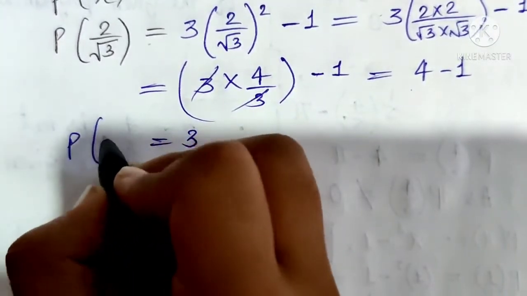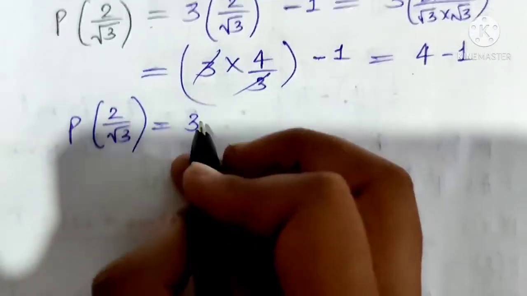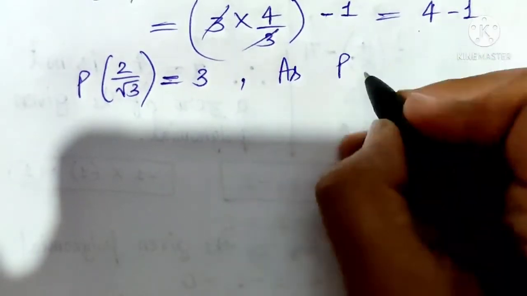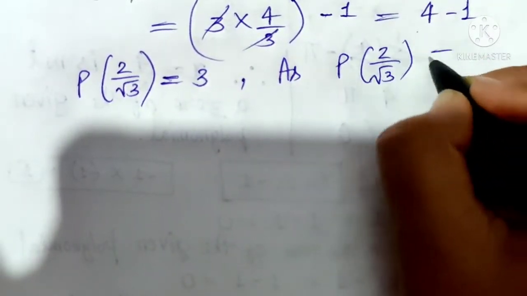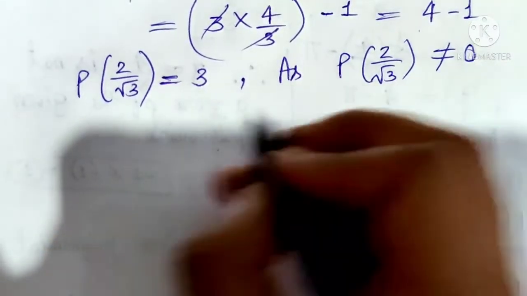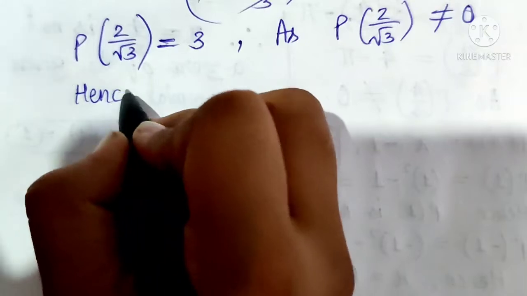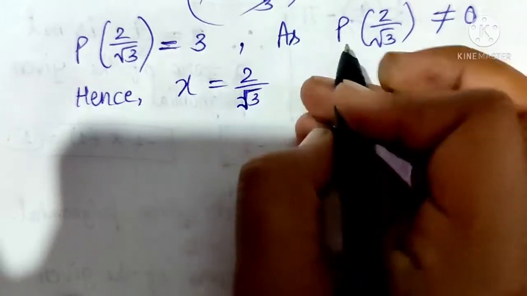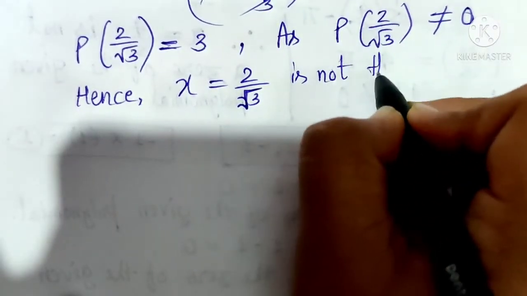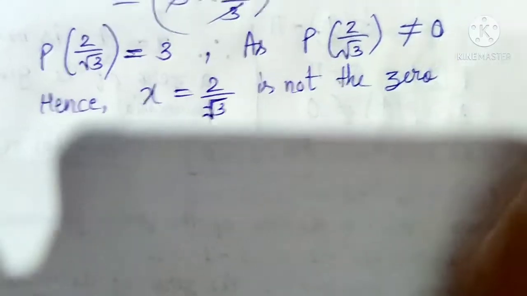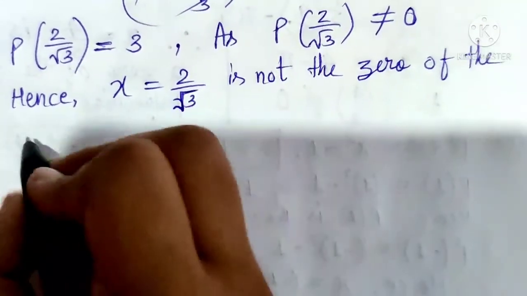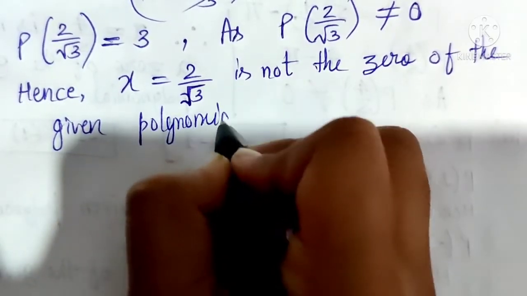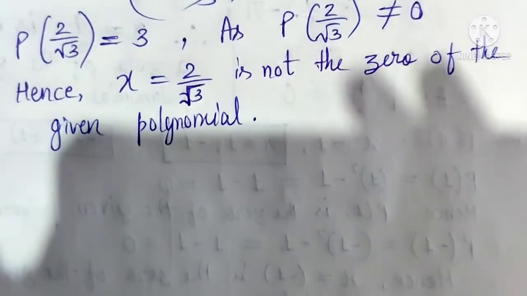So here we can see that when we put 2 upon root 3 in place of x, it is not coming equal to 0. So we can say p(2 upon root 3) is not equal to 0, therefore, or hence, x equals 2 upon root 3 is not the 0 of the given polynomial. Okay, so in this way we have done our 7th part also.